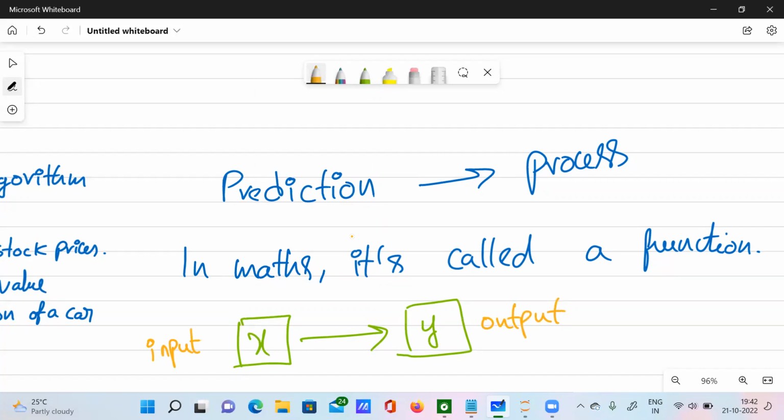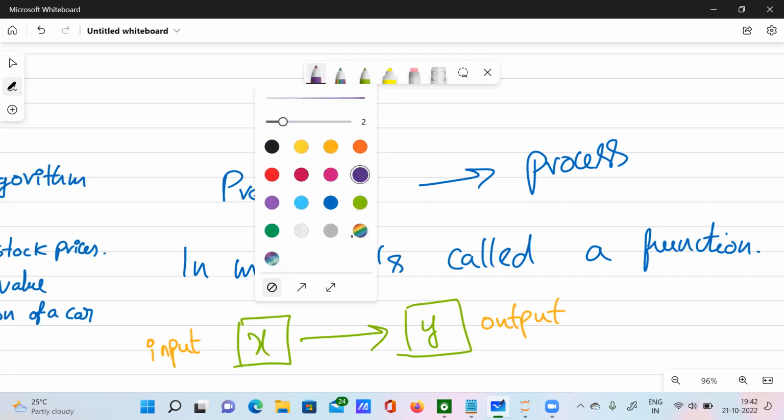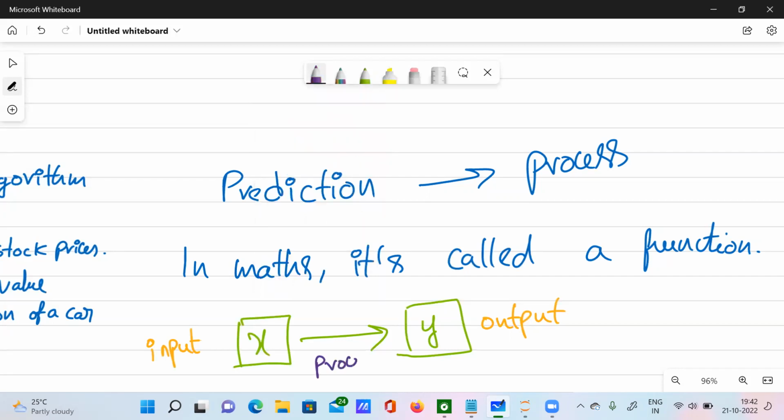So from the beginning of entering the input to getting the output, there is some kind of process involved here. This arrow is nothing but some kind of process. So this particular process, in mathematics we can call it a function. So this is what it is.